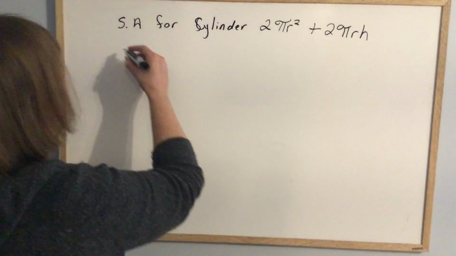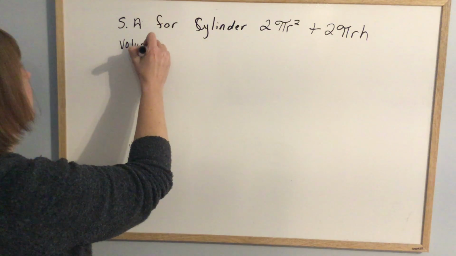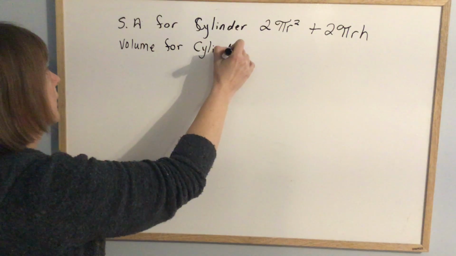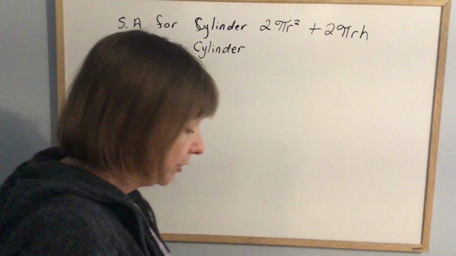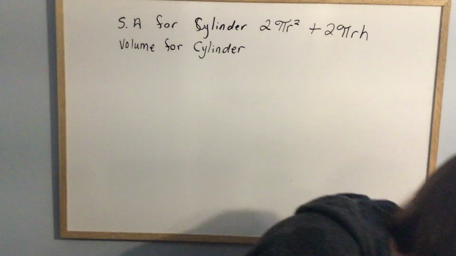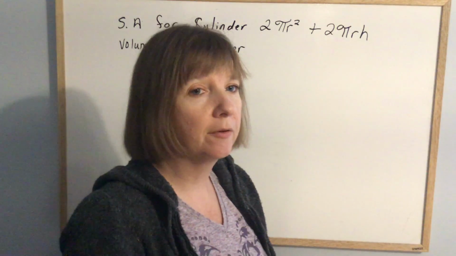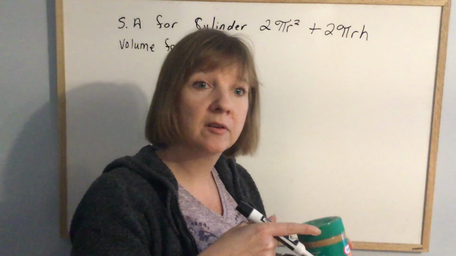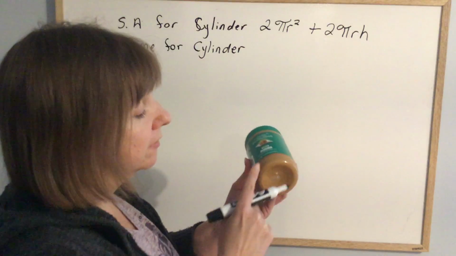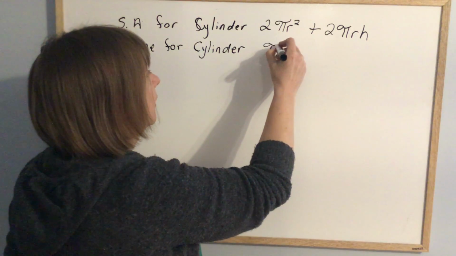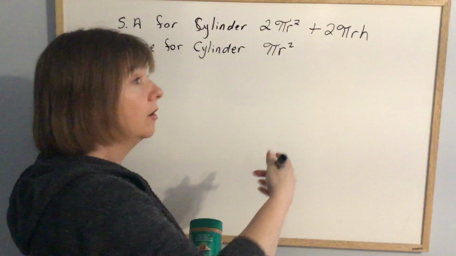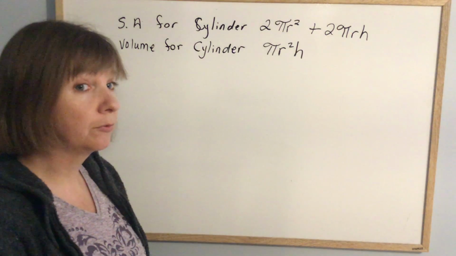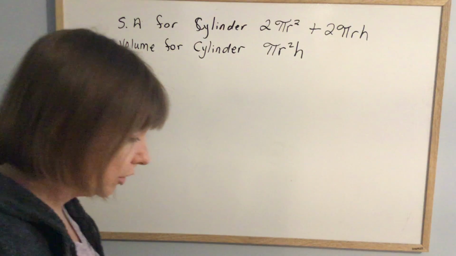Now, volume for a cylinder. Remember that we said the volume of any 3D object is the area of the base times how tall it is. So the base in this case is a circle, which is pi r squared, times how tall it is, so times the height. So that's the formula for volume of a cylinder. Pretty straightforward.